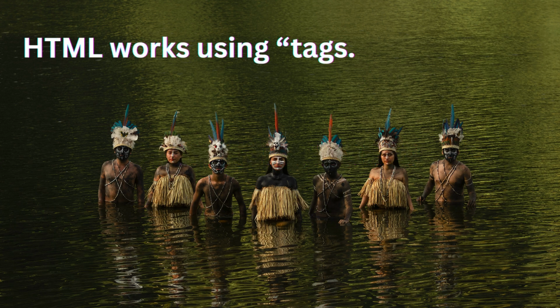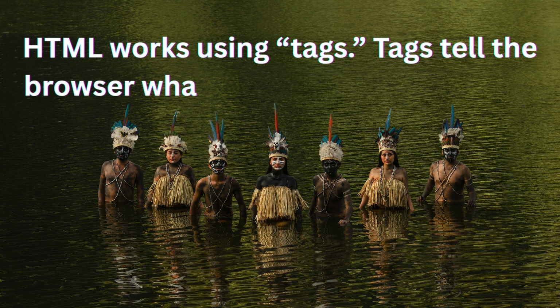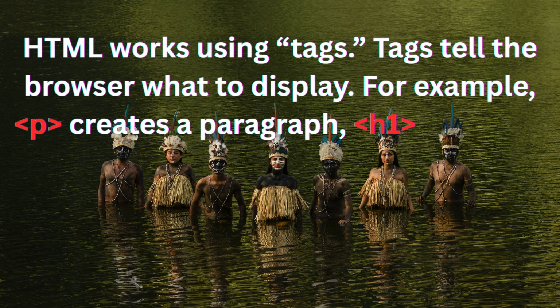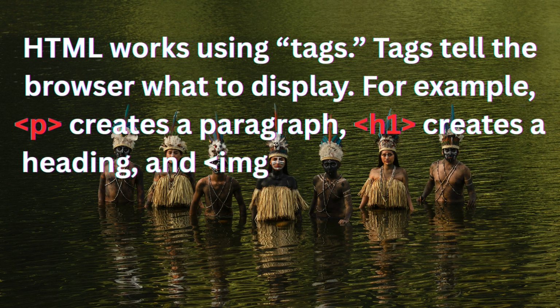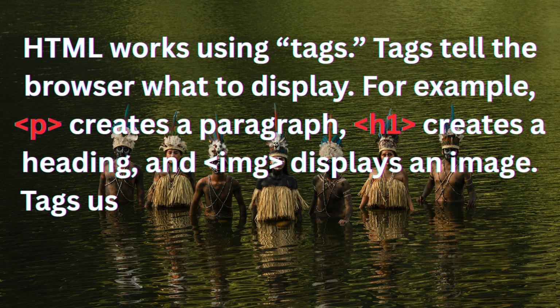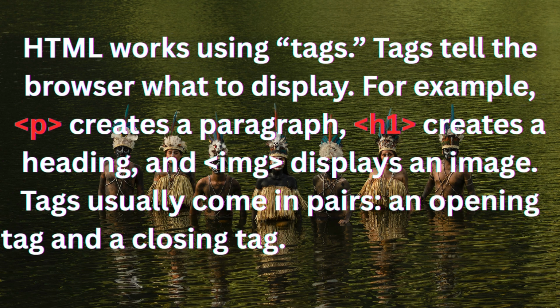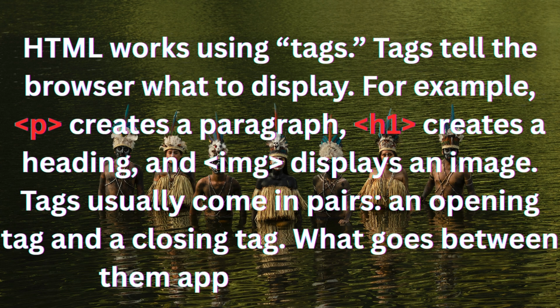HTML works using tags. Tags tell the browser what to display. For example, <p> creates a paragraph, <h1> creates a heading, and <img> displays an image. Tags usually come in pairs, an opening tag and a closing tag. What goes between them appears on the page.